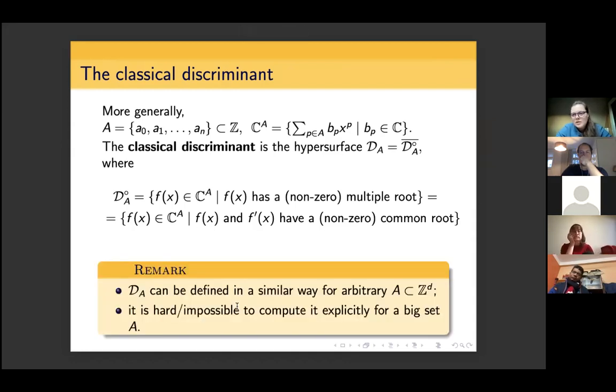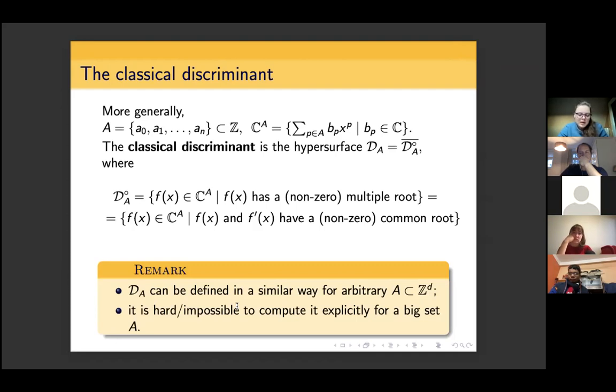Of course, one can define the discriminant in more generality. One can consider multivariate polynomials, and then would be interested in the points where the polynomial together with all of its partial derivatives would vanish. Anyway, it's pretty hard or impossible for quite a big set A to compute explicitly the discriminant as the polynomial. And therefore, in order to get some information about it, we might need to sacrifice something because some little amount of information is still better than nothing.